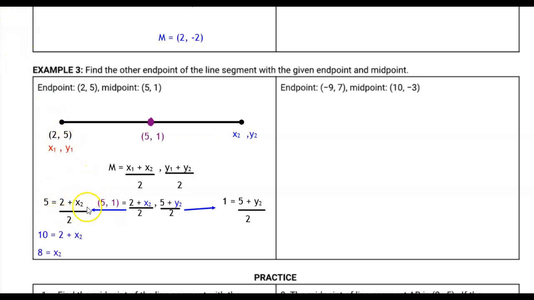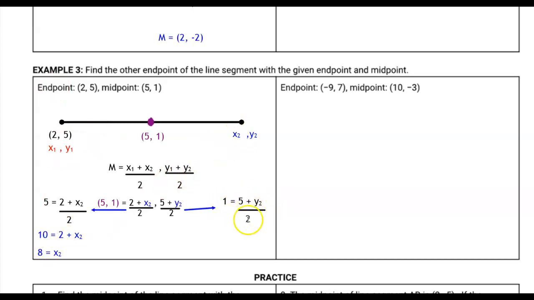Let's do that now. In this, my first step is to multiply both sides by 2 to eliminate this 2 as the denominator, and then I get 10 is equal to 2 plus x2. Then I'm subtracting 2 from both sides to get 8 equals x2. So my first value for x2 is going to be 8. Next, I can do the same thing on this side to solve for y2.